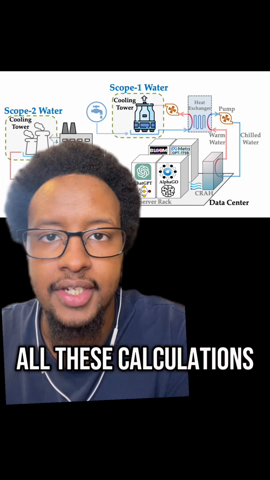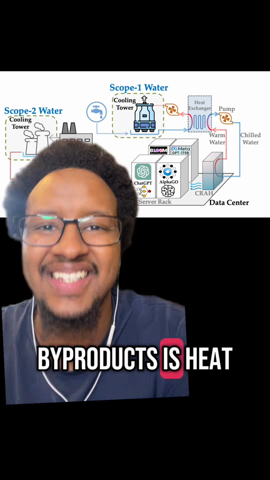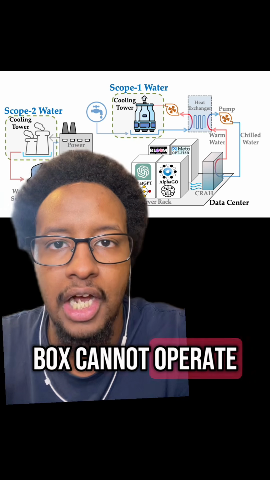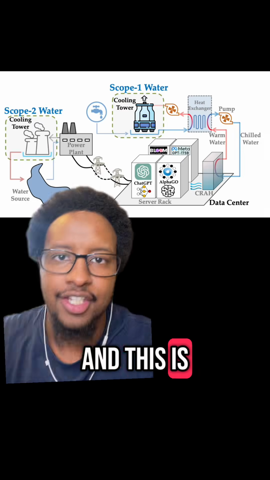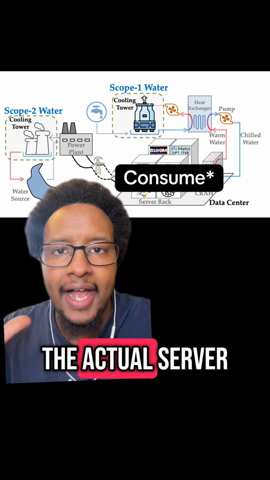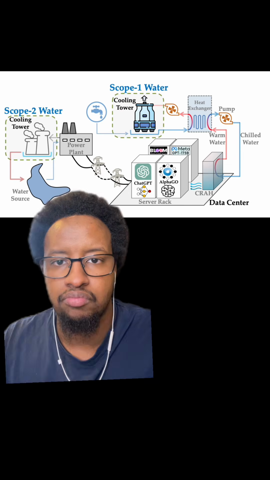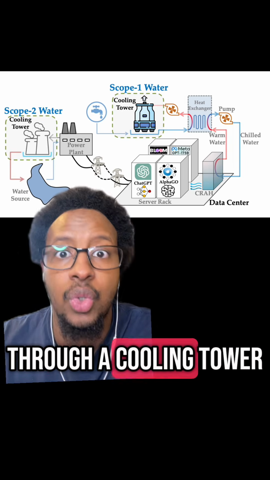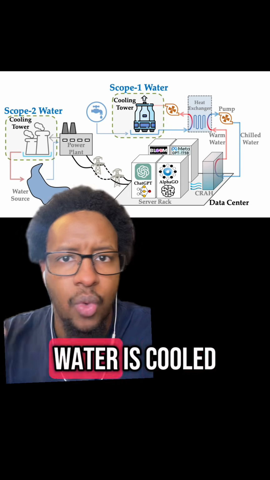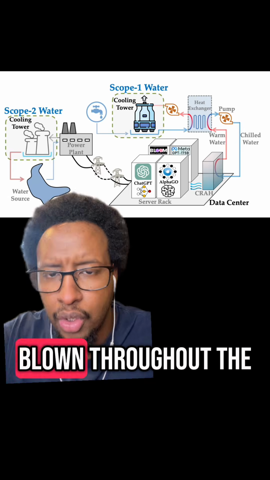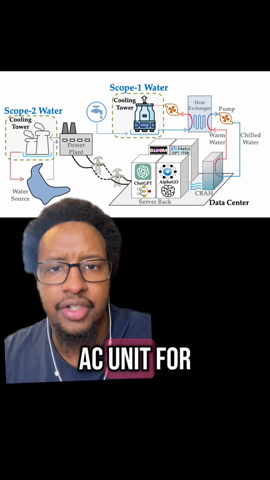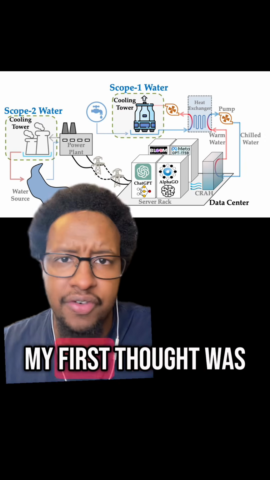When it's doing all these calculations, one of the byproducts is heat, and the black box cannot operate if it's too hot. And this is where the water comes in. Cooling the actual server doesn't take any water, but cooling the facility does. One way to cool the facility is through a cooling tower. As you can see in the diagram, water is cooled, circulated, and blown throughout the system, like an AC unit for your house, for example.